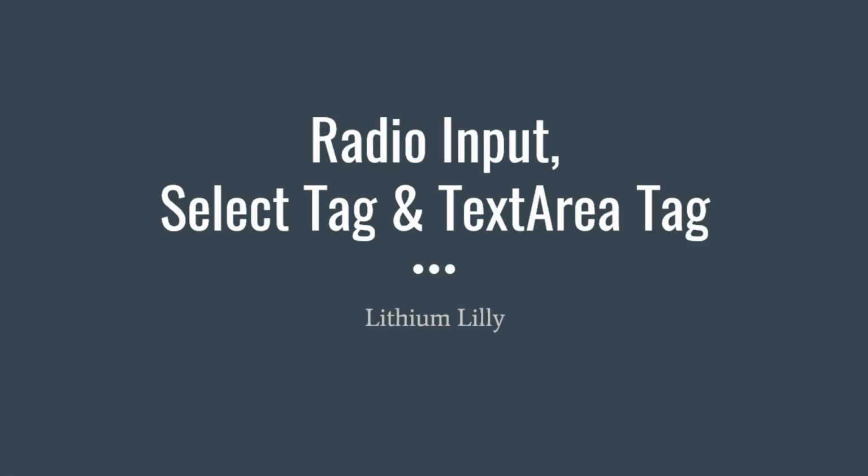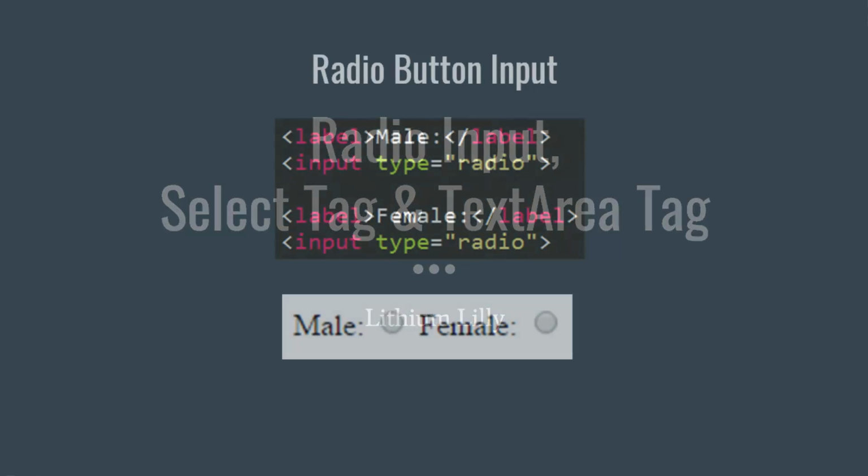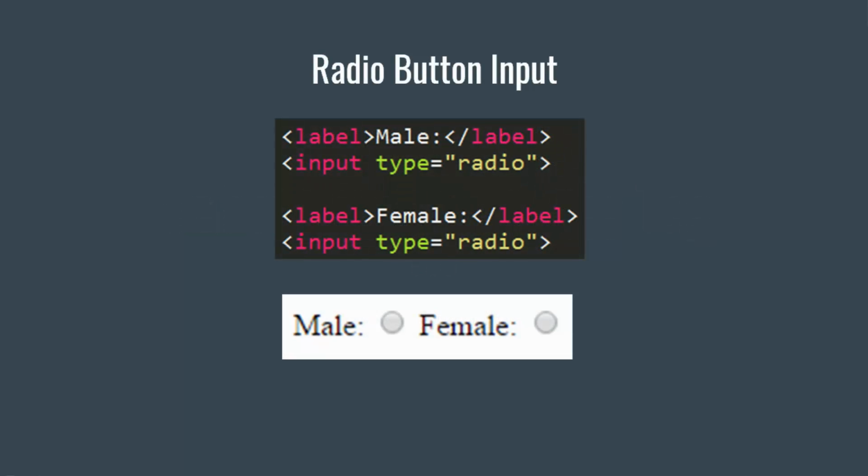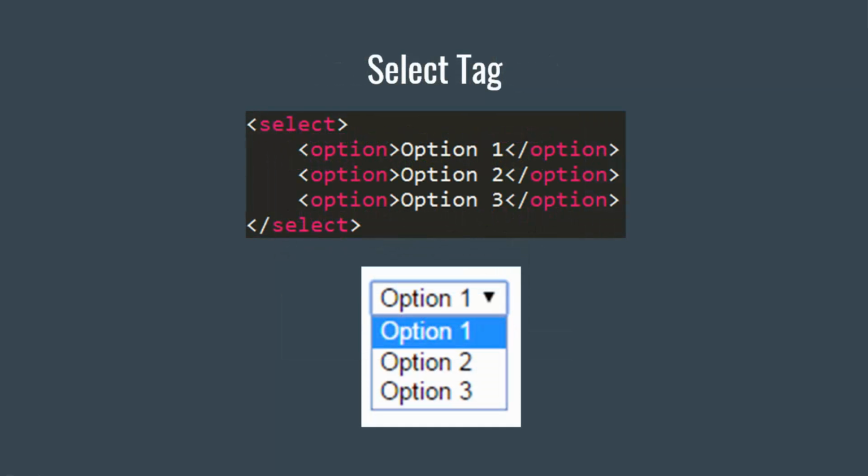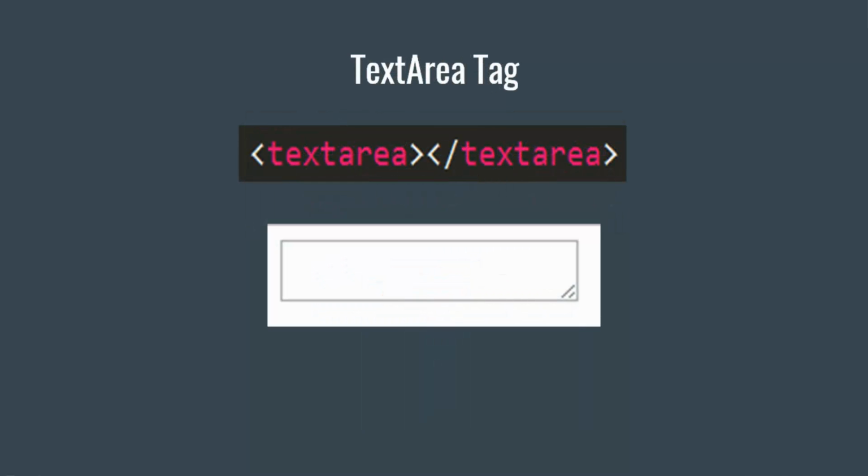So in this video, we're going to talk about 3 additional ways of getting user input. The first one, the radio button, is actually just another type of input tag that we've seen. It's similar to the checkbox. The next one is the select tag, and that's how we get the little drop-down menus. And finally, we're going to talk about textarea, which is how we can create text inputs that are multiple lines long.